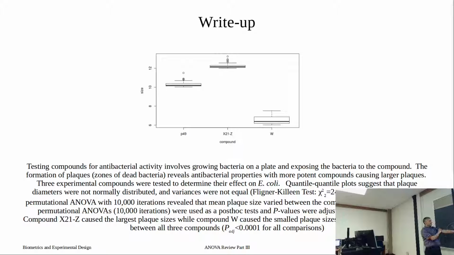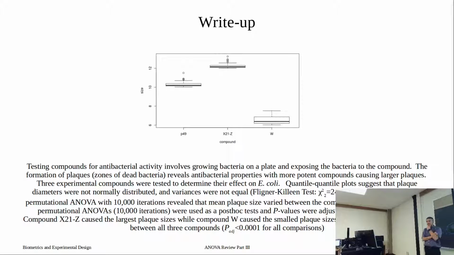So as such, permutational Anova with 10,000 iterations, important to give that, let your reader know how many iterations you use, revealed that mean plaque size varied between the compounds. We don't have a test statistic, we don't have degrees of freedom. All right, we generated our own null distribution, so all that we report is our p-value. Then I say pairwise permutational Anovas, again with 10,000 iterations, were used as a post hoc test, and p-values were adjusted using Holm's method. Compound X21Z caused the largest plaque sizes, while compound W caused the smallest plaque sizes. Average plaque size differed between all 3 compounds, so p adjusted less than 0.0001 for all comparisons.